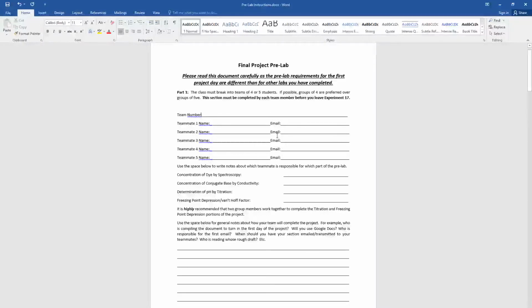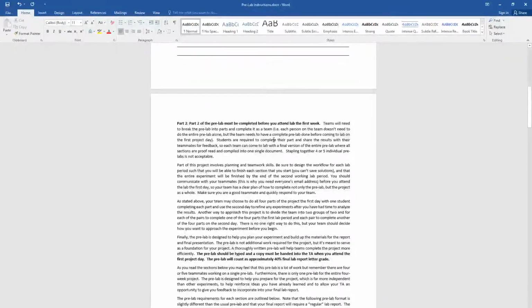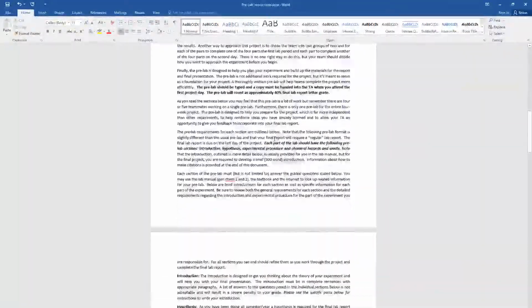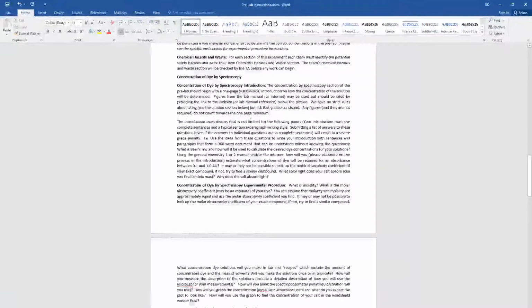For the first week of the project, you will need to hand in a single pre-lab from all members of the team that covers each section of the project. To do this, we recommend that you break yourselves into groups, we break the work up into individuals so that each individual knows what they're responsible for.